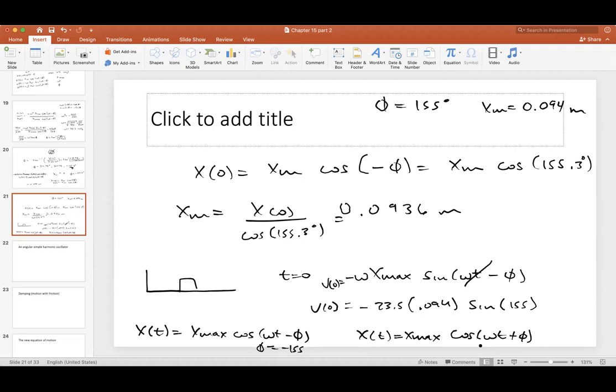However, that being said, I'm not going to penalize you if on an exam you mess up the sign on phi. What I care more about is that you understand that phi is a phase angle, and it tells you where to start the cosine function, where the cosine function begins when time is equal to 0. I hope that makes sense. Okay, so on to the rest of this chapter.